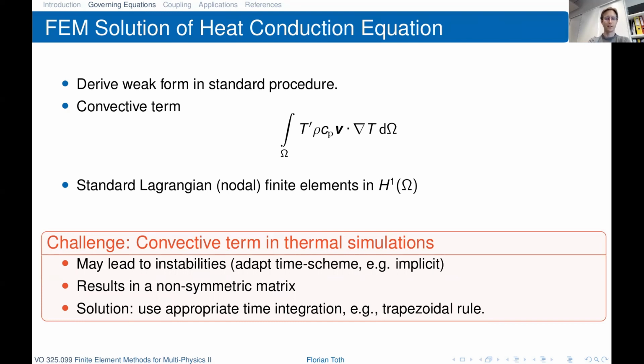Furthermore, it results in non-symmetric matrices. You can see this here already by the convective term. This is not a symmetric bilinear form, and therefore you have to store the full system matrix, and you can't exploit the symmetry that you usually encounter in the heat equation.